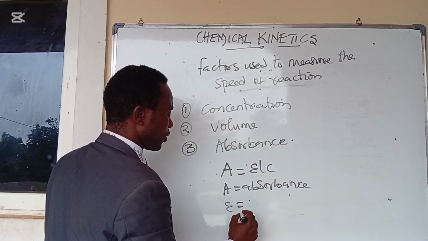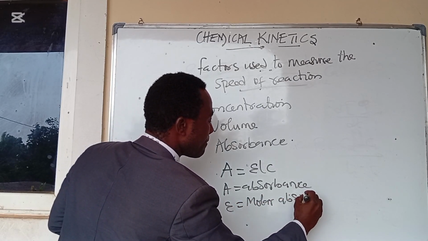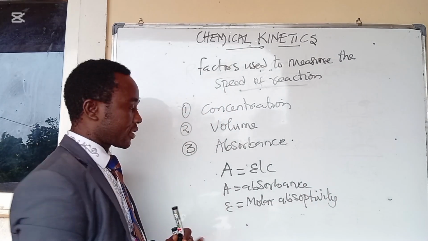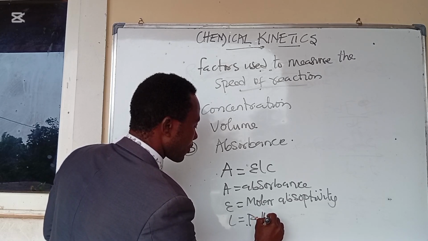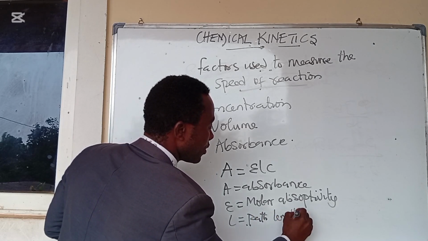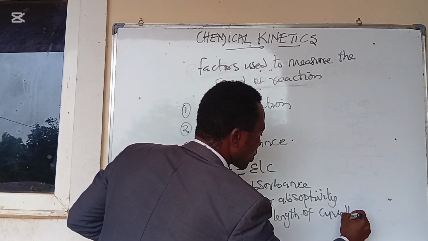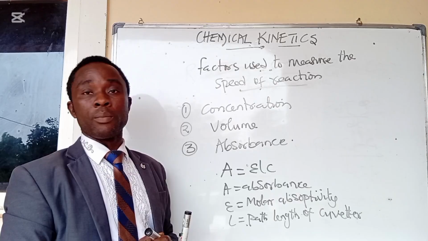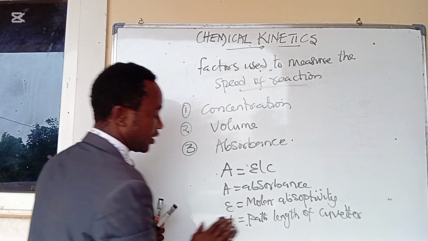The epsilon is equal to molar absorptivity, which is a constant. Then L is the path length of the cuvette. When you are measuring absorbance, we are talking about a photospectrometer.